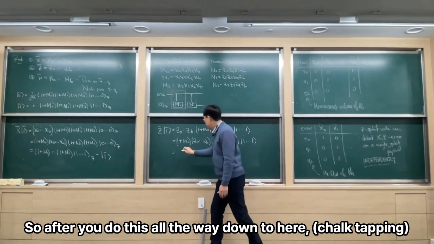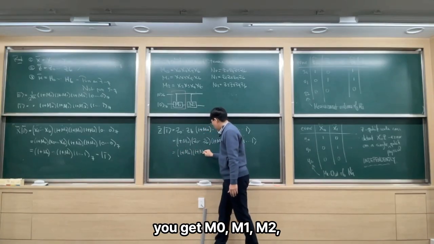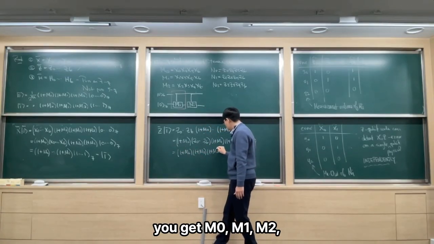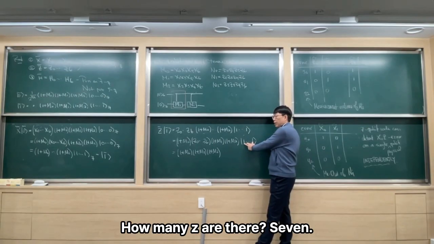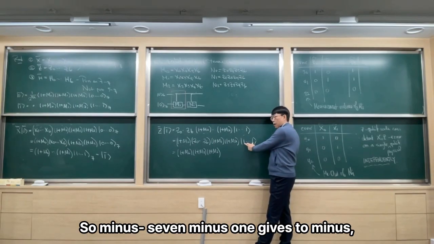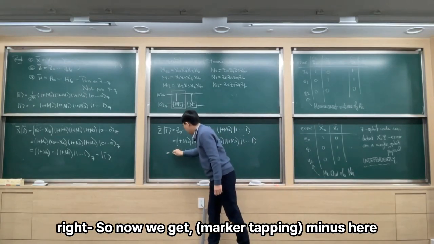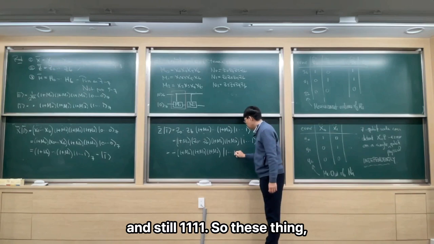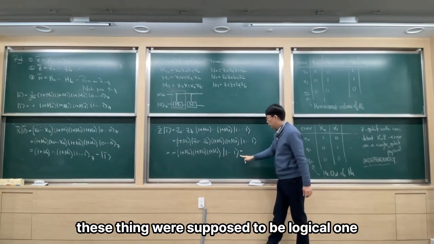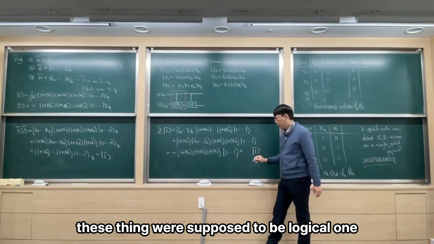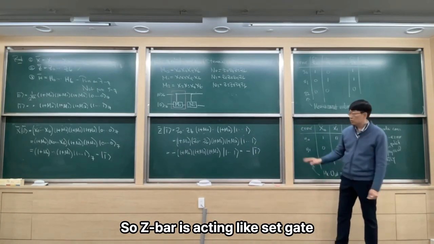So after you do this all the way down to here, you get M0, M1, M2, and then now the Z gates applied to the 1 cat give -1 cat. How many Z's are there? 7. So (-1) to the 7 gives a minus, right? So now you put a minus here and still 1, 1, 1, 1. So these things were supposed to be logical 1, and you get a minus. So Z bar is acting like a Z gate on the logical 1.